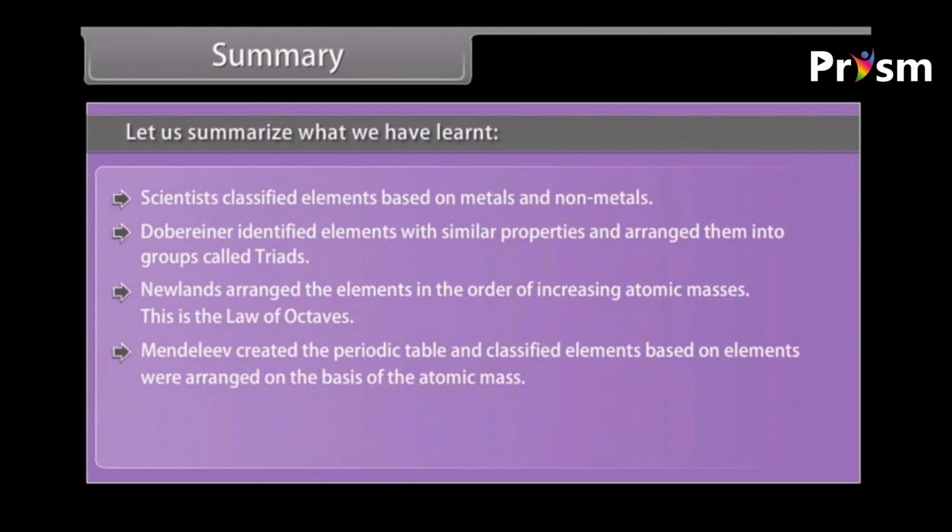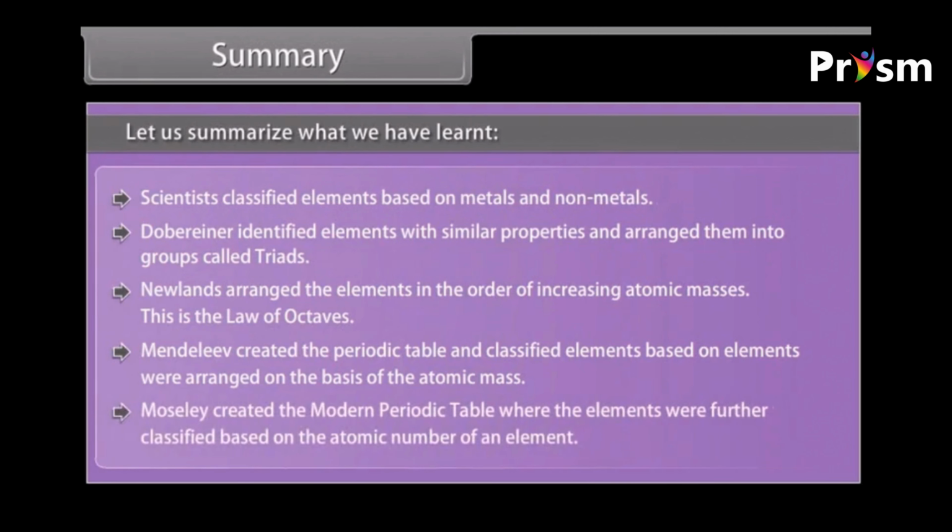Mendeleev created the periodic table, and elements were arranged on the basis of atomic mass. Moseley created the modern periodic table where the elements were further classified based on the atomic number of an element.